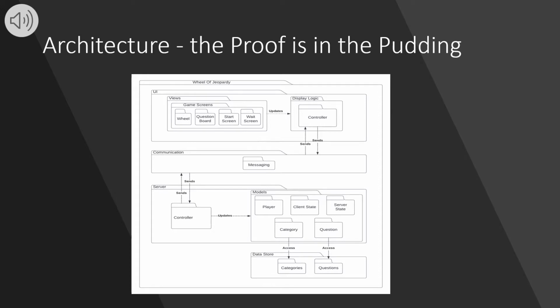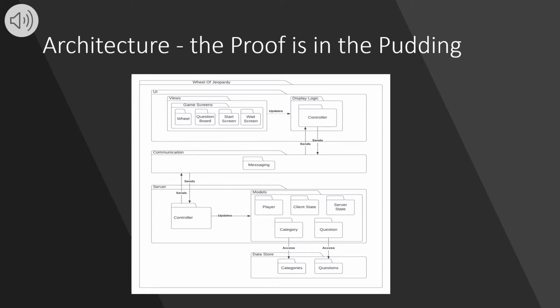In the graphical user interface layer, we have multiple views that display to the user. Some of our most important game screens are the wheel, the question board, the start screen, and the wait screen. When the user interacts with these screens, the controller prepares messages to send through the communication layer to the server. Our communication layer is done via WebSockets.